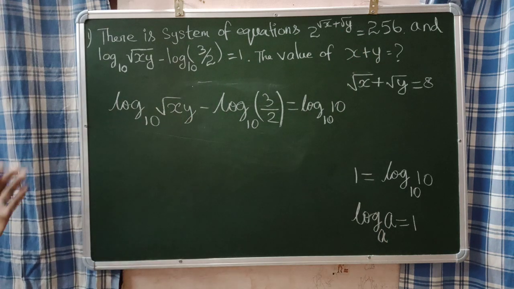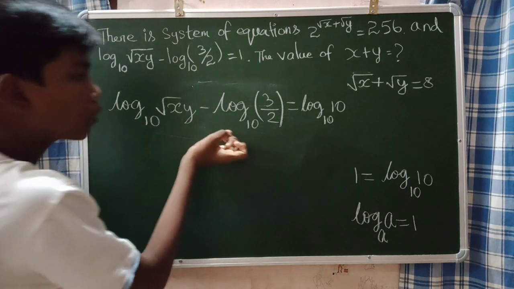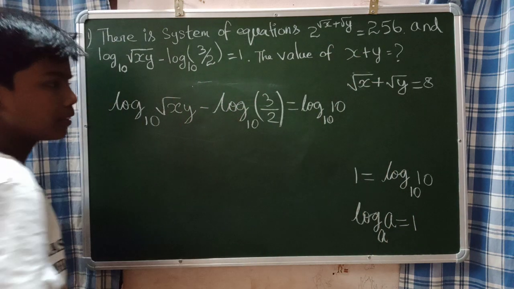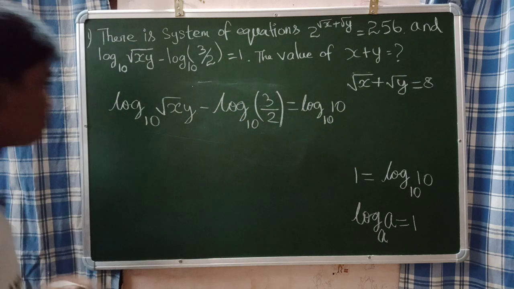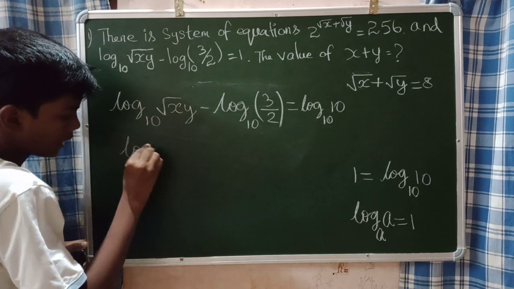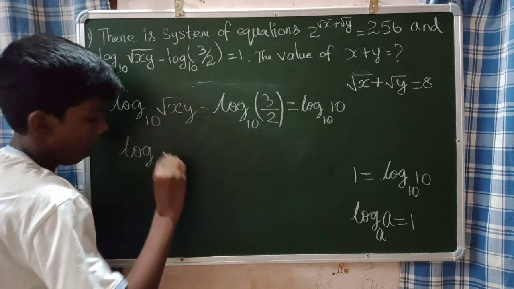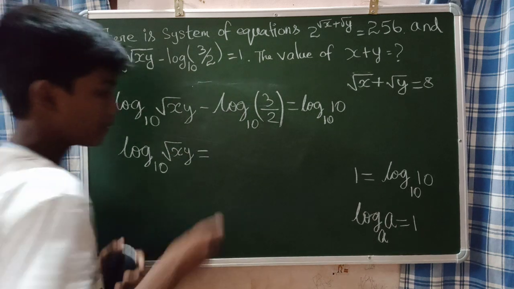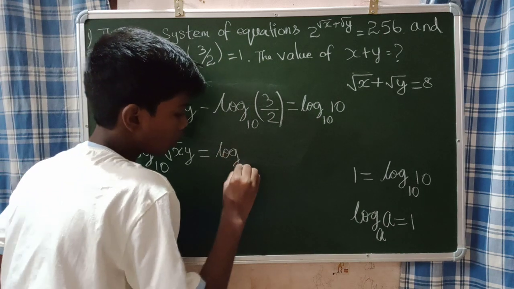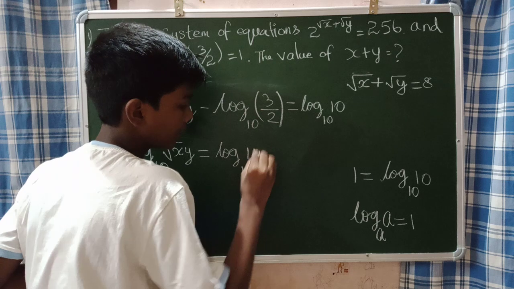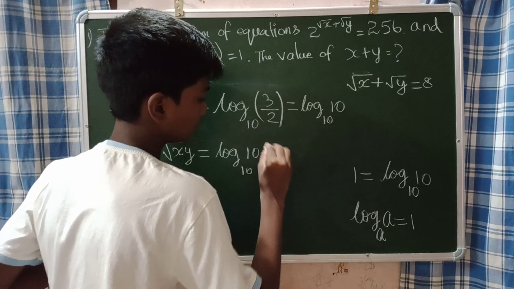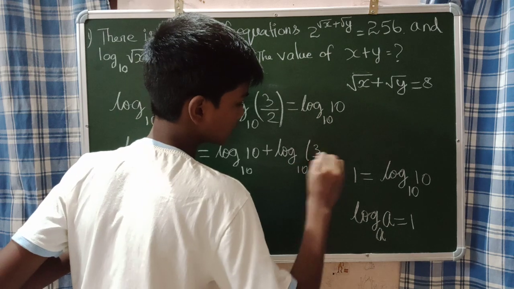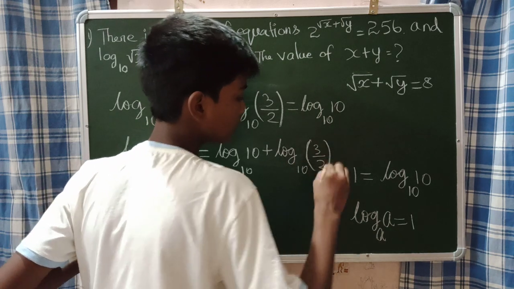That's all, guys. Now I am going to take this log to the base 10 of 3 by 2 to the right hand side. I am taking this minus log to the base 10 of 3 by 2 to the right hand side. See, guys, log to the base 10 of root xy is equal to, taking to the right hand side, it will become log to the base 10 of 10 plus log to the base 10 of 3 by 2. This is how the equation will become when it is interchanged to the RHS.